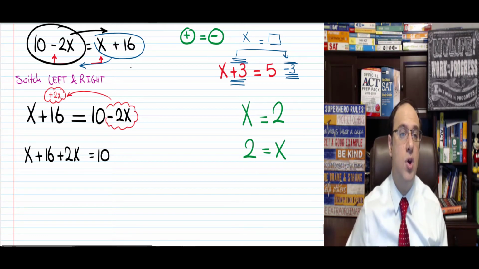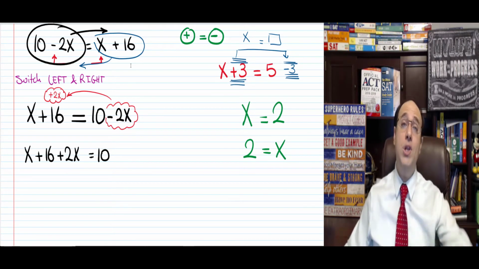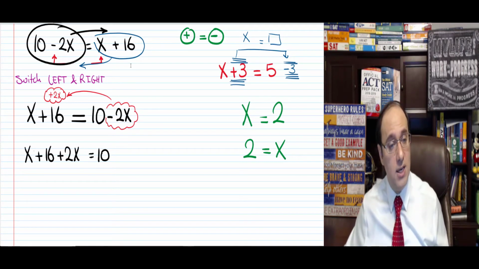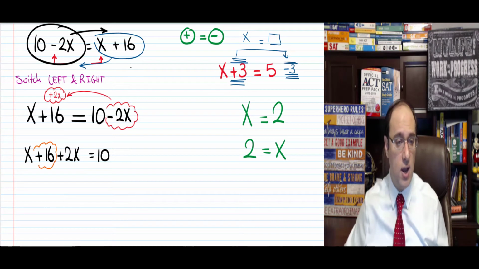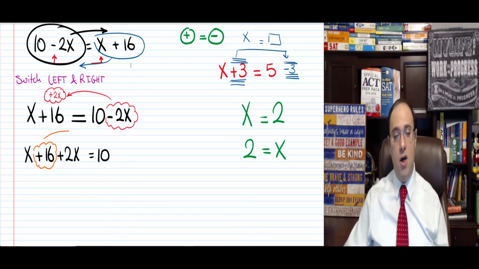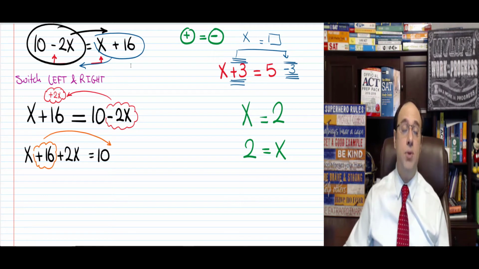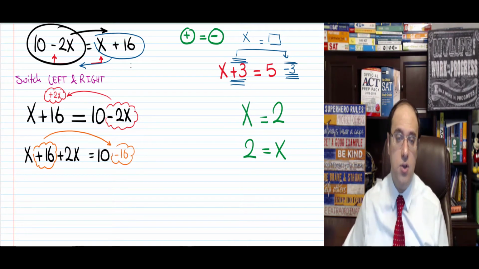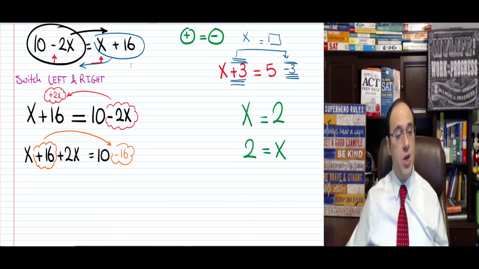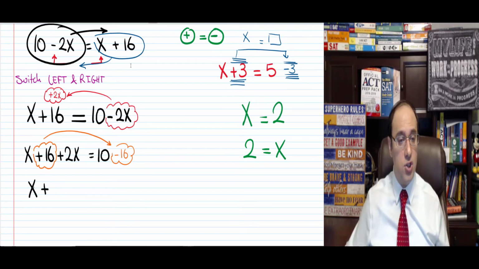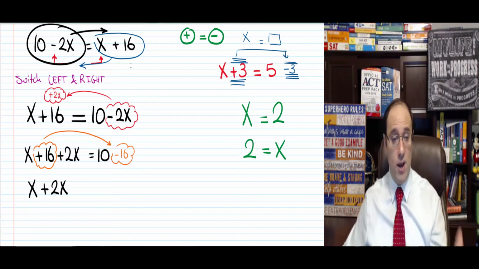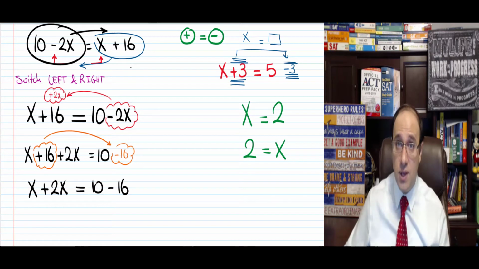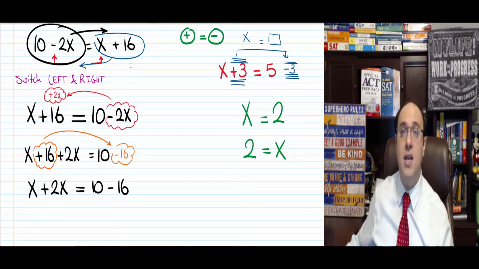Now what do we need to do? Well, I want only x's on the left, and I want numbers on the right. So I need to get rid of the plus 16 right here. It has to move to the other side of the equal sign. Plus 16 goes to the other side as minus 16. Super. Rewrite again. So x plus 2x, because the plus 16 flew away, equals 10 minus 16. Easy? Super easy.